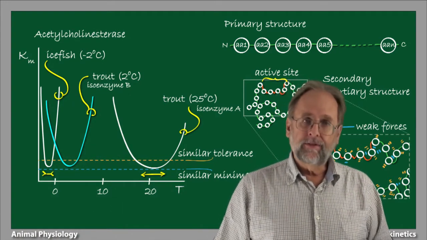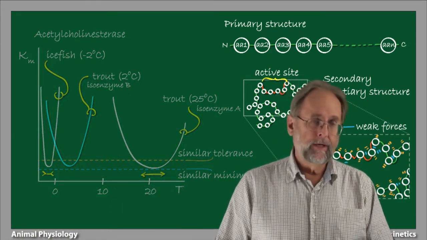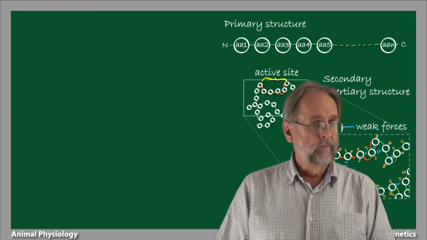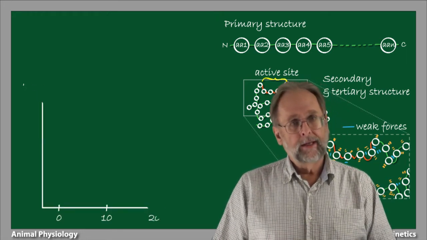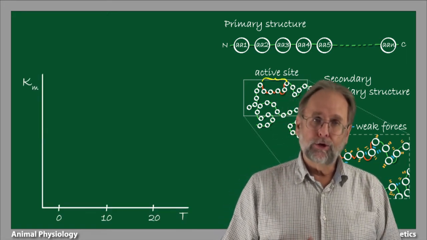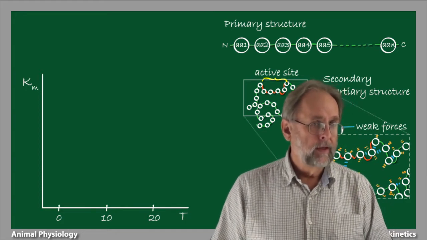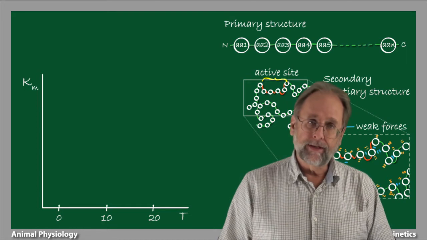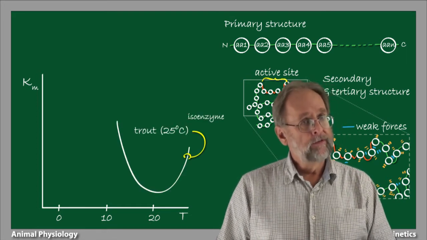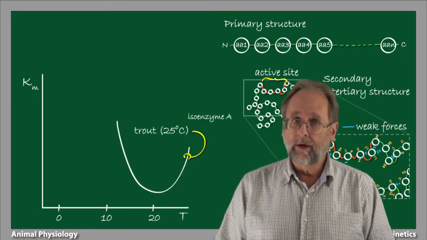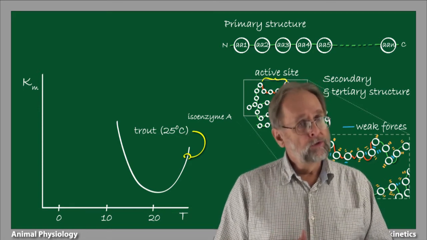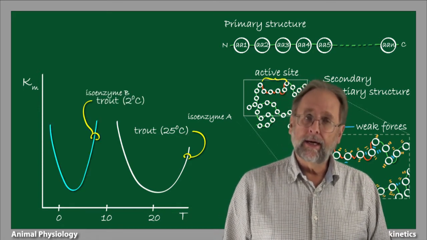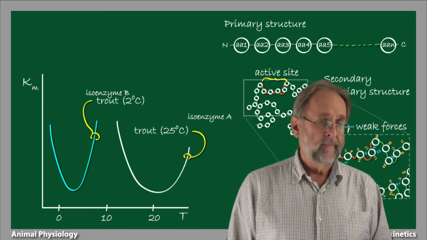From here, it's fairly easy to see how temperature adaptation of enzymes can work. Let's take our Michaelis constant curves for acetylcholinesterase in trout. Remember, we have two different isoenzymes for acetylcholinesterase, a warm functioning variety that we're calling isoenzyme A, and a cold functioning variety that we're calling isoenzyme B.